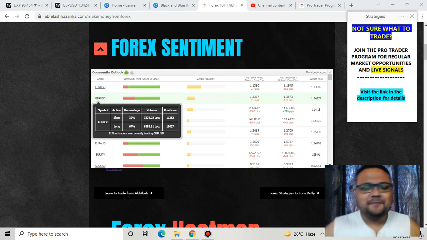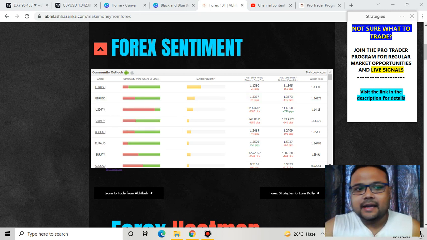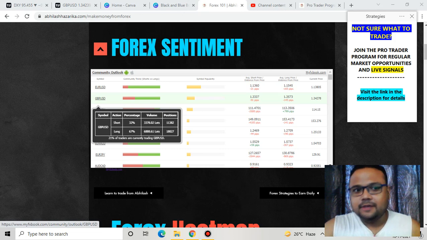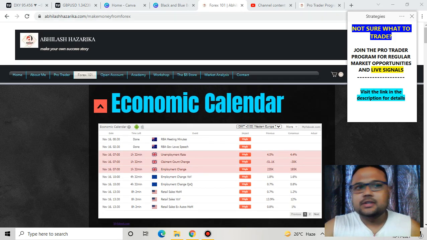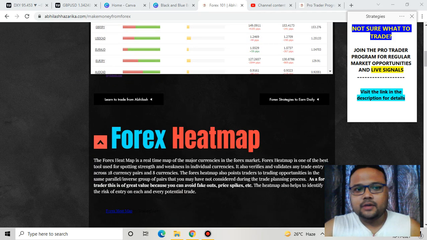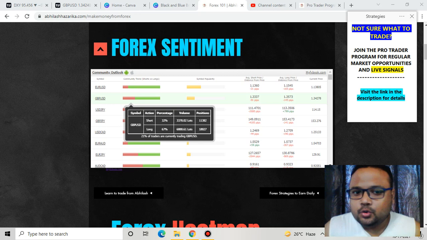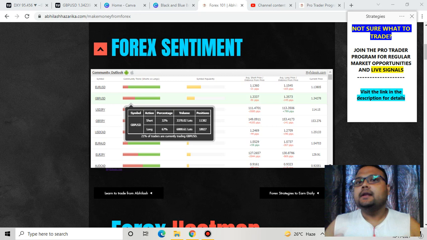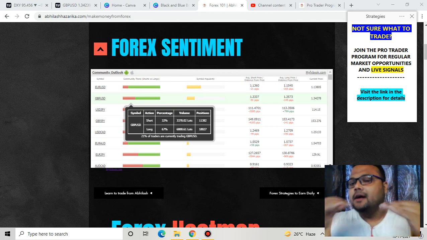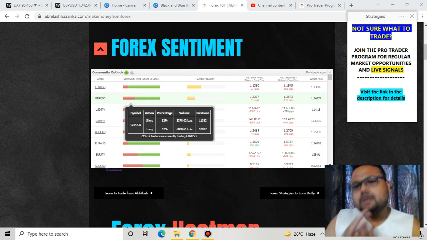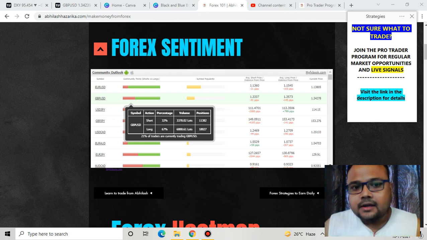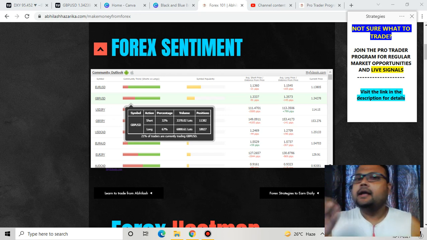So let's get started. This is the Forex sentiment meter and this is our beloved GBP USD. You'll find it on my website avilashhazarika.com under the Forex 101 section. You can see that 67% retail traders have taken long position and are continuing it, or have started taking buy positions hoping that GBP USD will go up. On the other hand, 32% retail traders have taken short position, hoping that the market will go down, or they are in good profit right now.